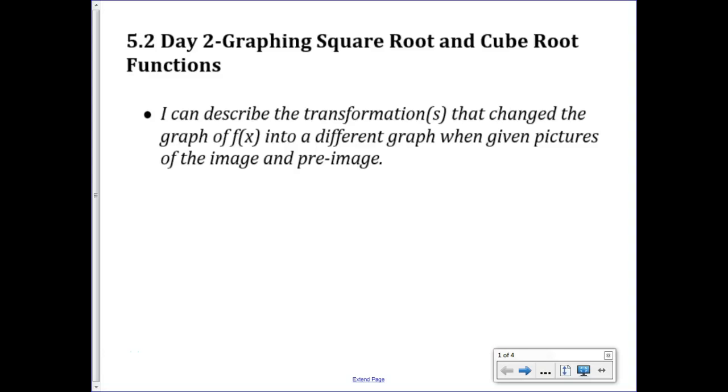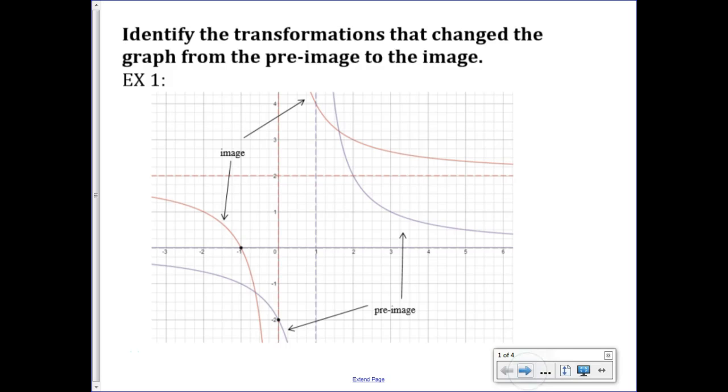Alright guys, today we are looking at changing the graph from pre-image to image and determining how the graph changed. So identify the transformation that changes the graph from this pre-image to the image. Our pre-image here is in blue and our image is in red. So really the result of this is going to be, if you don't see that it's reflected, we just want to know how far left or right did it go, how far up or down did it go.